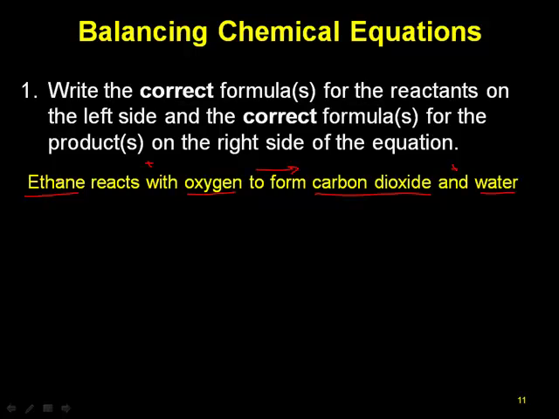Oxygen, carbon dioxide, and water we should be able to do at this time. Ethane's formula is C2H6. There's oxygen, carbon dioxide, and water.